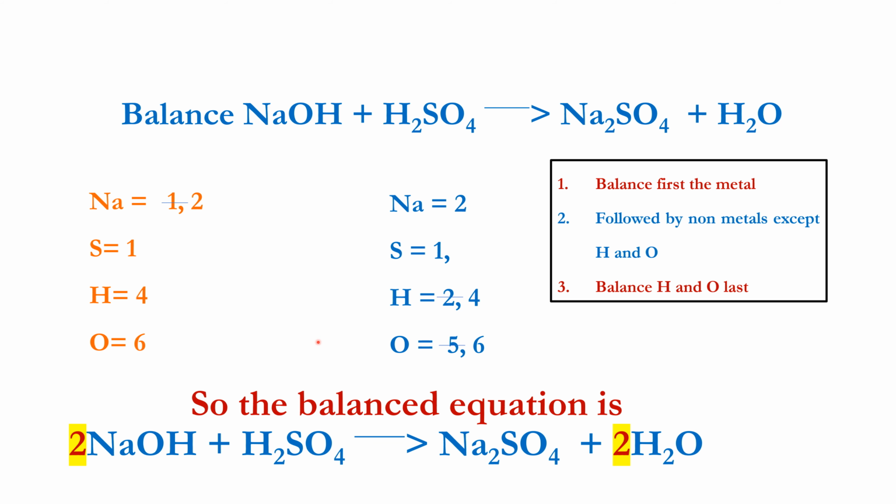And also for the oxygen, it will also be balanced because then we'll have 4 plus 2, which is 6. So in this way, the equation is balanced. So the ones that I have cancelled are the ones that we are no longer using. So in this way, we'll have 2, 1, 4, 6, and here we have 2, 1, 4, 6, which is then balanced. So the balanced equation is 2NaOH plus H2SO4 to give Na2SO4 plus 2 molecules of water.